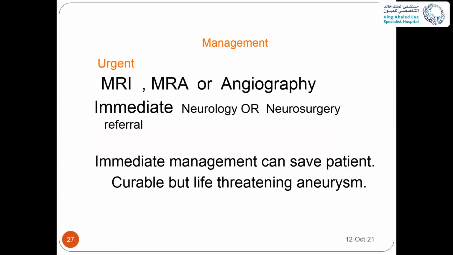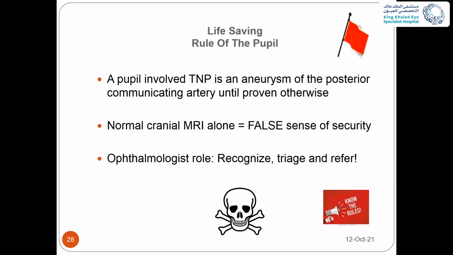So what's the management? Urgent MRI, MRA, and angiography, and immediate neurology or neurosurgery referral. Immediate management can save the patient from a curable but life-threatening aneurysm. So, life-saving, the rule of pupil: a pupil-involved third nerve palsy is an aneurysm of the posterior communicating artery until proven otherwise. A normal cranial MRI alone is a false sense of security. The ophthalmologist's role is to recognize, triage, and refer in a timely manner.